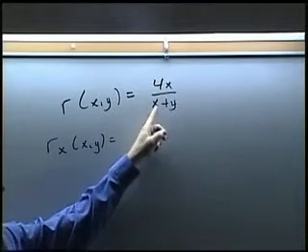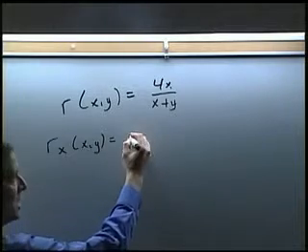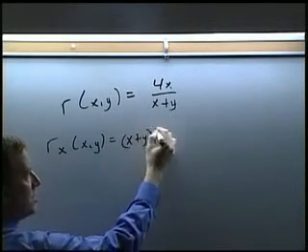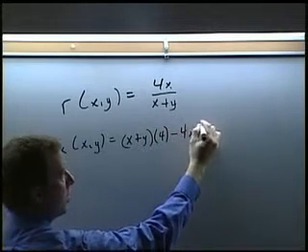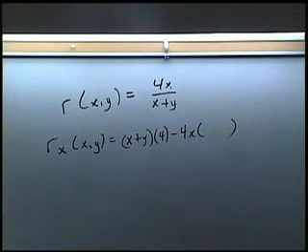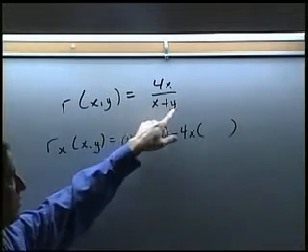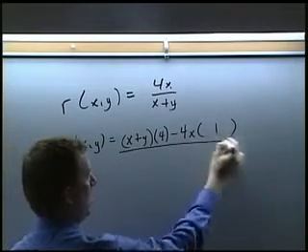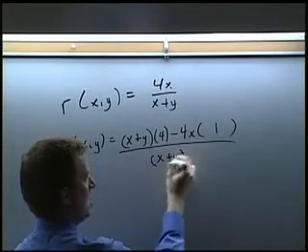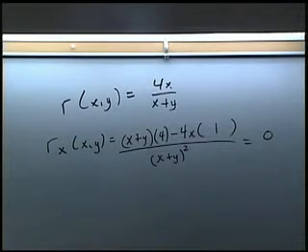Quotient rule, right, because I got x's in both spots, so I need to do quotient rule here. All right, so I take the bottom piece times the derivative of the top, which is 4, minus the top times the derivative of the bottom, which would just be 1, right? The derivative of x would be 1, the derivative of y would be 0. 1 plus 0 is just 1. All divided by the bottom piece squared, and eventually we'll want to set that equal to 0.